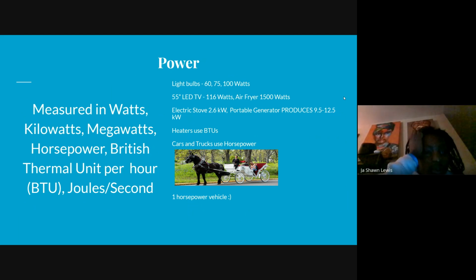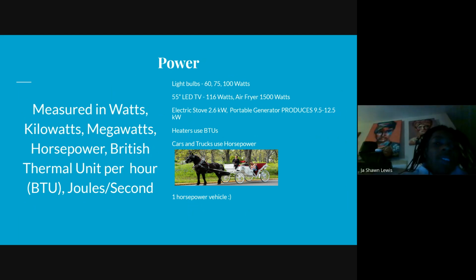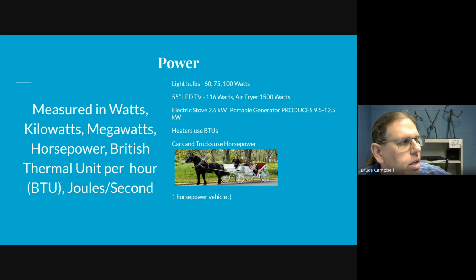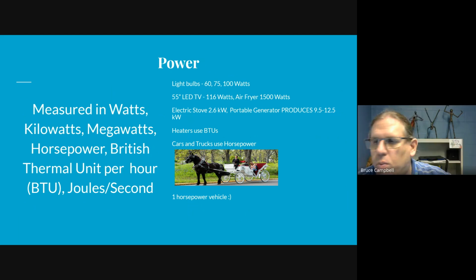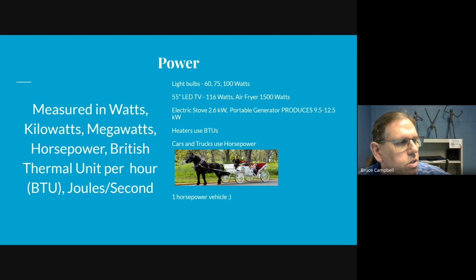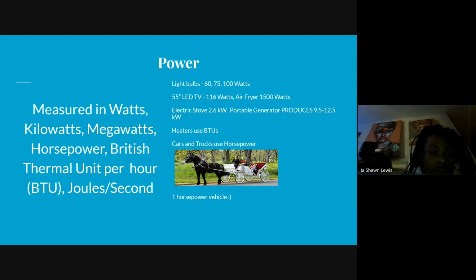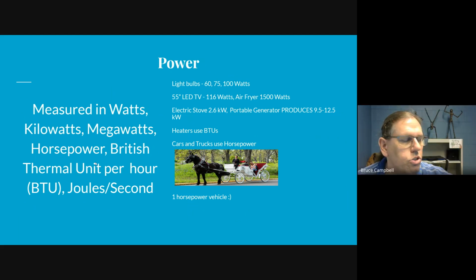Watts, it's pronounced watts. Okay, watts, kilowatts, megawatts, horsepower, British thermal units per hour, BTU, all right? Also joules per second.